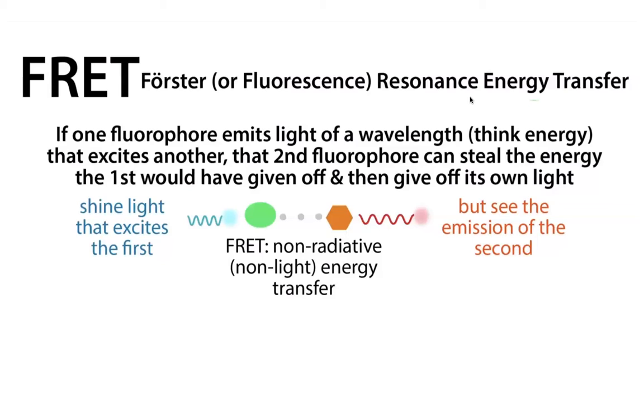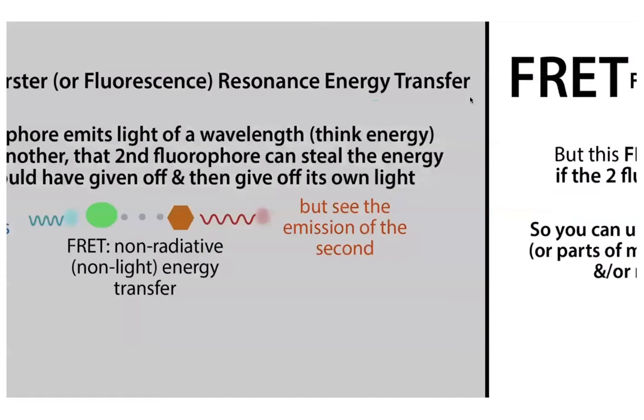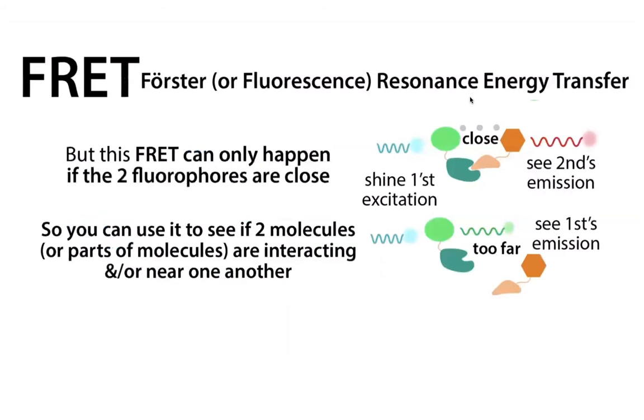So when you shine light that excites the first one, what you're going to see is actually the emission of the second one. We'll get much more into detail about what's actually going on, but crucial to this is that it can only happen if the fluorophores are close. When we're talking about close here, we're talking about less than 10 nanometers. Remember that an angstrom is 0.1 nanometers, so that's about 100 angstrom, but that's the maximum. Typically we're dealing with more like the 5 nanometer range.